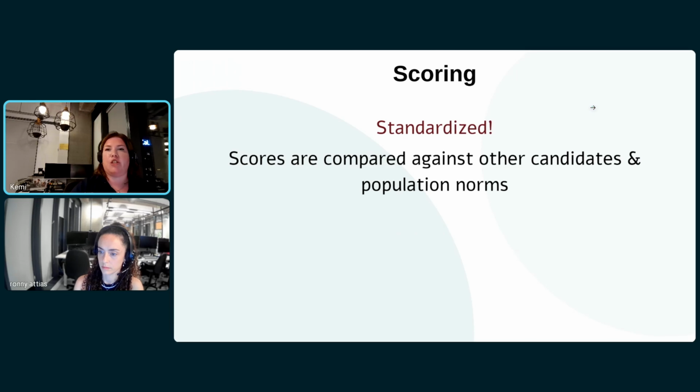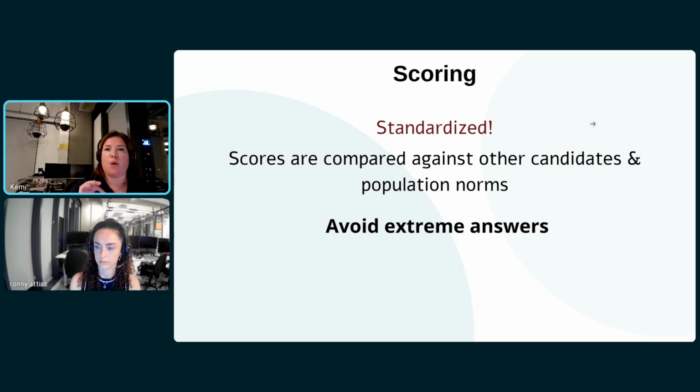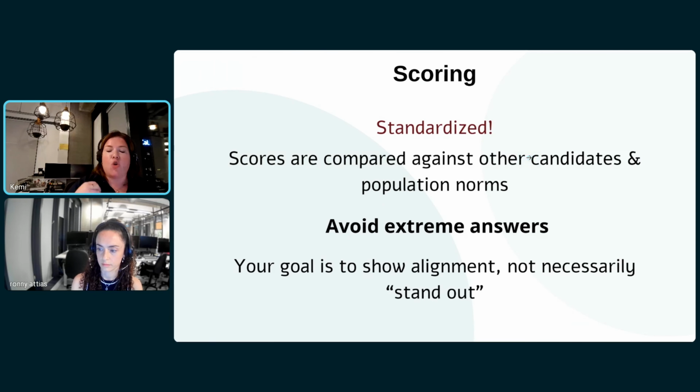So how do we score personality assessments? After you've completed the personality assessment, your score is compared to maybe other candidates, but to a population norm. That means that we want to avoid extreme answers. What does that mean? Your goal is to show alignment and not necessarily to stand out.